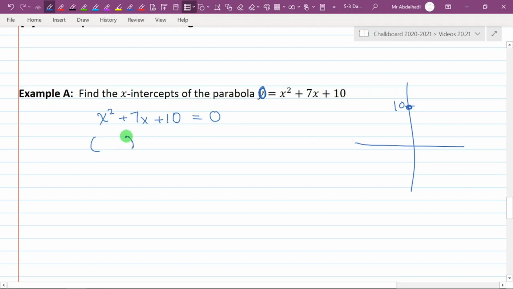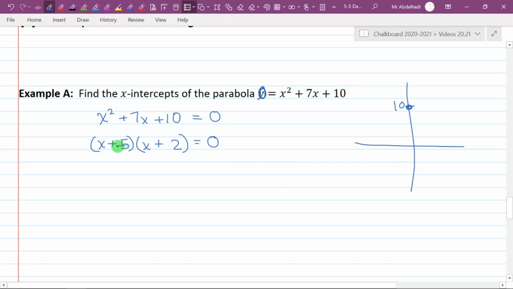So ask yourself, all right, well, what would we FOIL to get this? Once again, start with x and x. What are two numbers that multiply to give me 10 that add to give me 7? Well, +5 and +2, right? 5 times 2 multiplied is 10. 5 plus 2 is 7, and they're both positive.